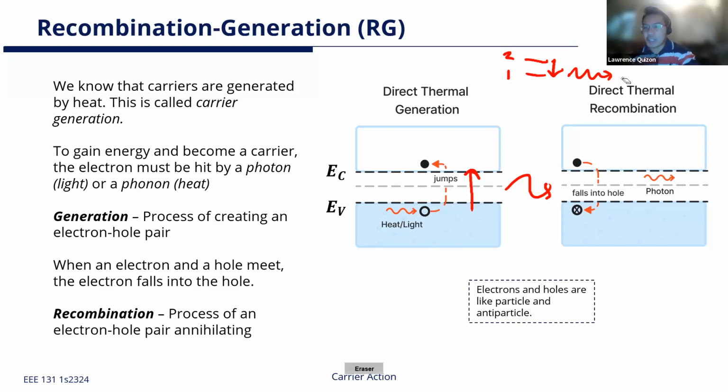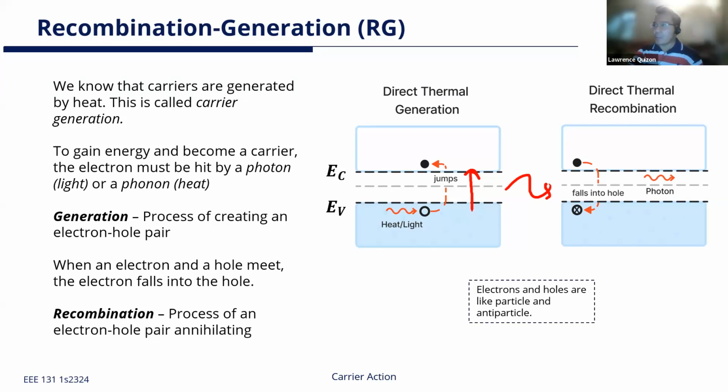Then it releases a photon, no? Of the energy difference between these two energy levels. So that's only direct thermal recombination and direct thermal generation. And note, direct. Why? Because we've been simplifying things, no? This doesn't actually happen that much in silicon, no?